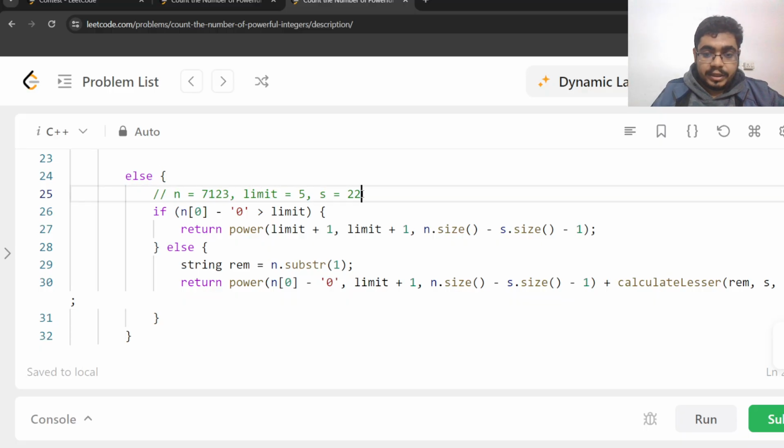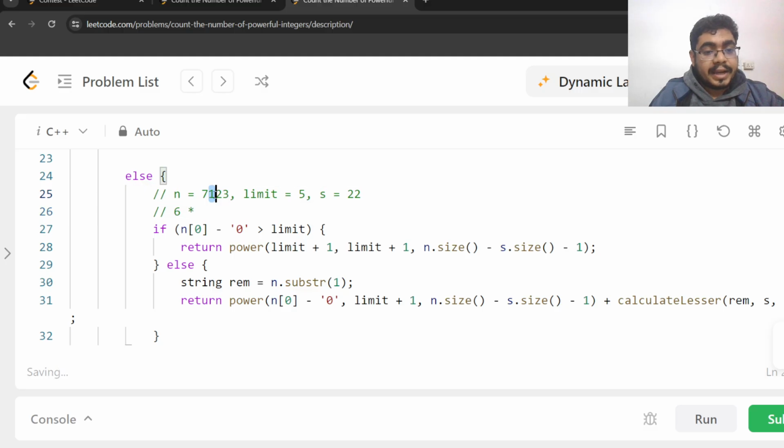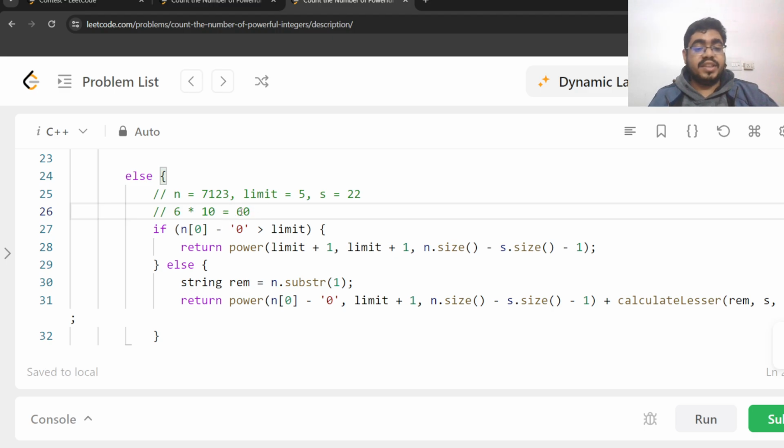So if I calculate the answer for this, what would it be? In the initial place, I can put 0, 1, 2, 3, 4, 5. So 6 values. And at the second place, I can place anything from 0 to 9, so into 10. In the third and fourth place, I need to put 22. So the answer for this is just going to be 60.